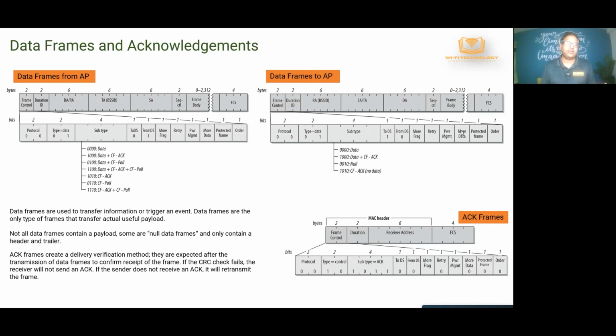So then the data frame is also very similar. It has all the same header information, but then it has the frame body, which is nothing but the IP payload, and that IP payload could be thousands of bytes, right? And based on the size of the frame itself, right? And that is the data frame.